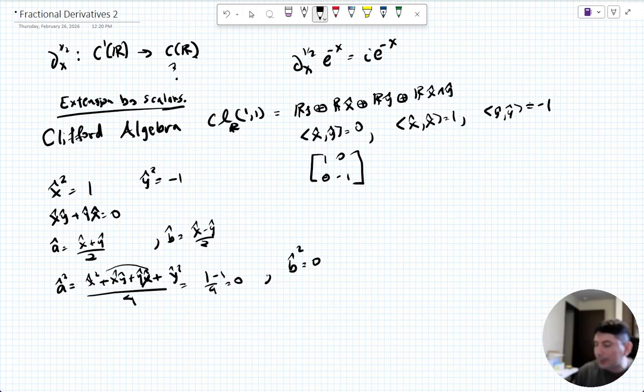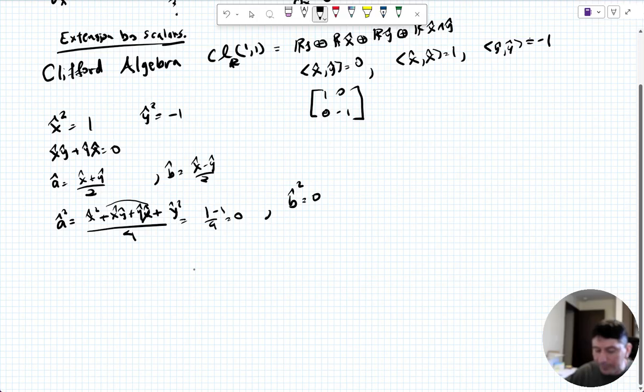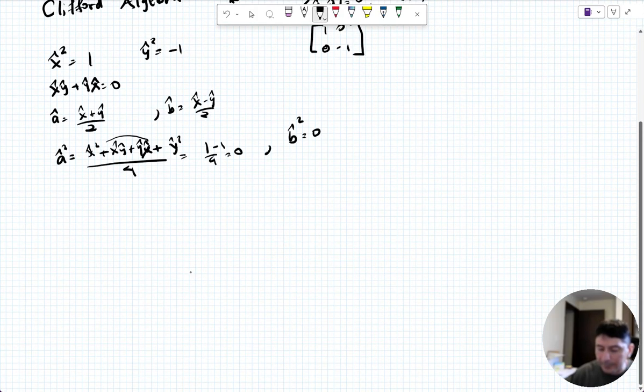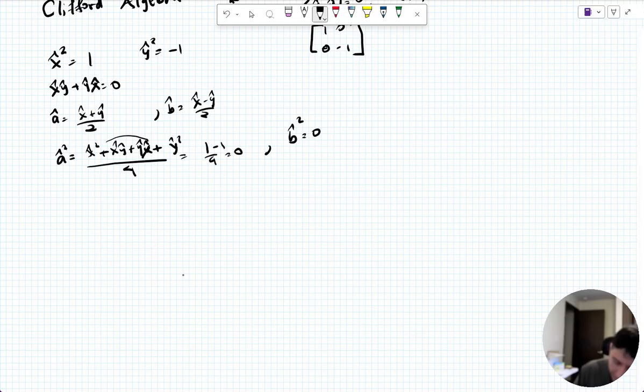However, there's a nice property here, right? And the property is the following. AB plus BA, right? What is that equal to? Well, let's do the calculation and then we will be set. So this will be 4, right? So it will be x squared plus xy plus yx plus y squared, right?